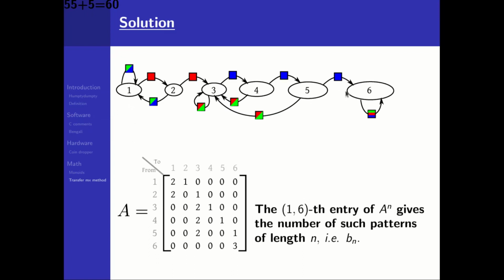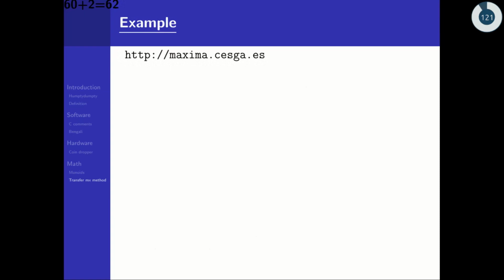Starting from 1 and ending at 6 will give me the number of such patterns of length n, that is precisely the Bn we are looking for. Now it might look like a formidable task to raise it to a high power, but we can use a computer. You can either write your own program or use this symbolic computation system called Maxima, which is free to use. You can download it.